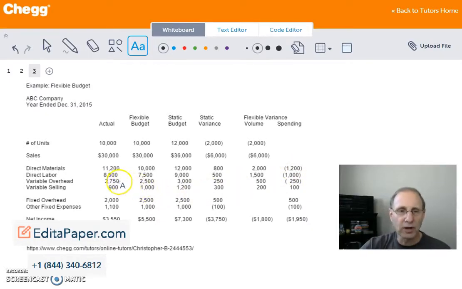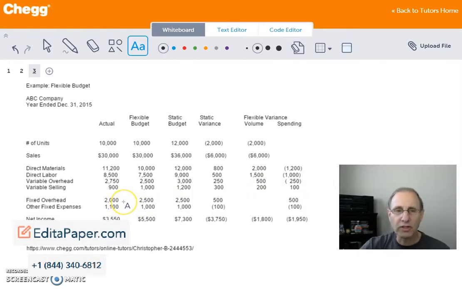The same pertains to variable overhead and variable selling. We take the flexible budget amounts, compare them to the static budget, to come up with our volume variance, which in both cases was favorable, $500 and $200 respectively. And then we compare our variable overhead and variable selling actual expense to the flexible budget. And we can see in this case that as far as variable overhead, we had an unfavorable variance of $250 in spending, but we were favorable in spending on our variable selling of $100.